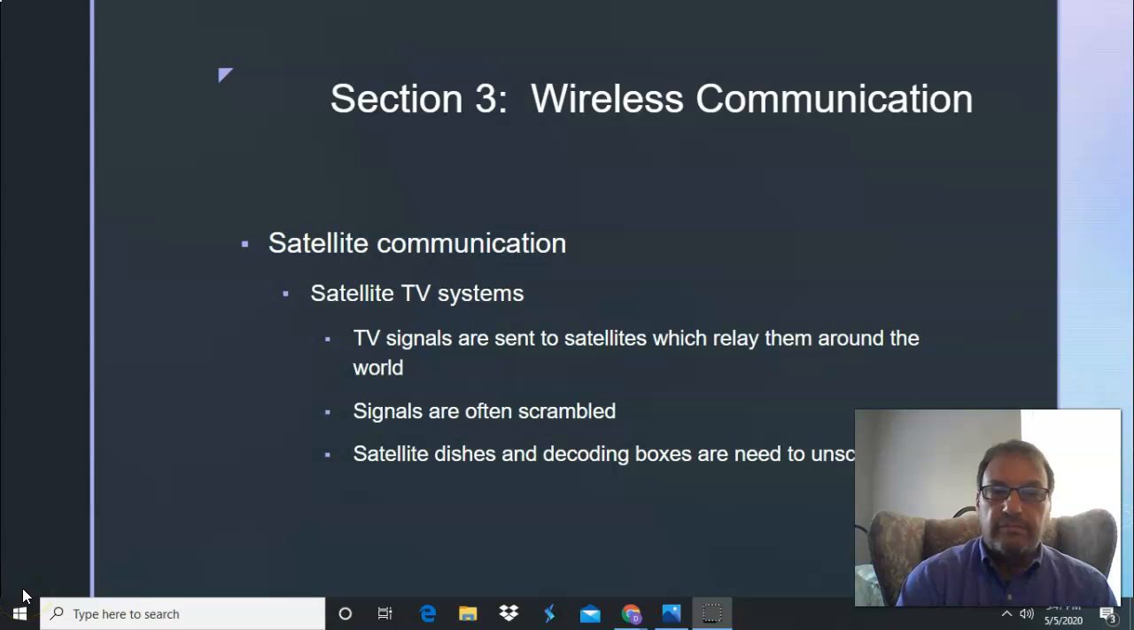We are currently doing a lot of TV watching during this quarantine time, and a lot of you have satellite TV systems. In the same way, these TV signals are sent to satellites, and those relay them around the world. I remember when the first satellite dishes came out, they were extremely massive. They were just huge, huge, huge. They were about the size of a trampoline sitting out in the yard, and they would have to be aimed in a particular direction to pick up the signal from the satellite.